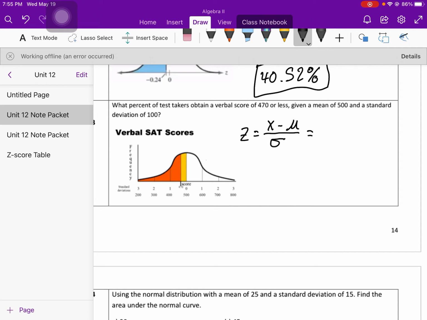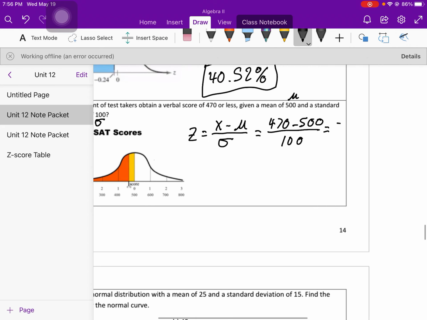So a verbal score of 470 or less. So 470 or less means 470 or to the left of it, which is how our table reads. So 470 or less is going to be the exact value that we find from the table. So 470 minus, this is the average, this is our mu right here, and this is our standard deviation. So it's 470 minus 500 divided by 100. So that's going to end up being negative 30 divided by 100, which is negative 0.3.